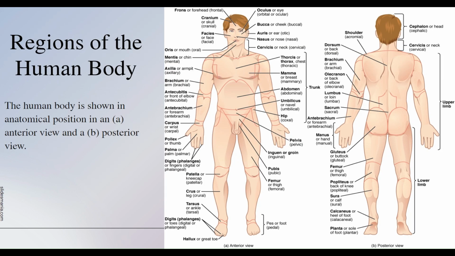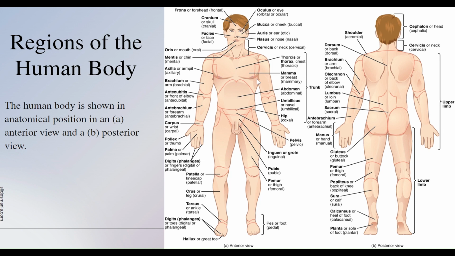All right, so talking about the regions of the human body as shown in anatomical position. And remember, that's basically facing forward, arms to the side, palms facing out. And so this right here is showing you an anterior view. The anterior view you can see right here is facing forward, right?